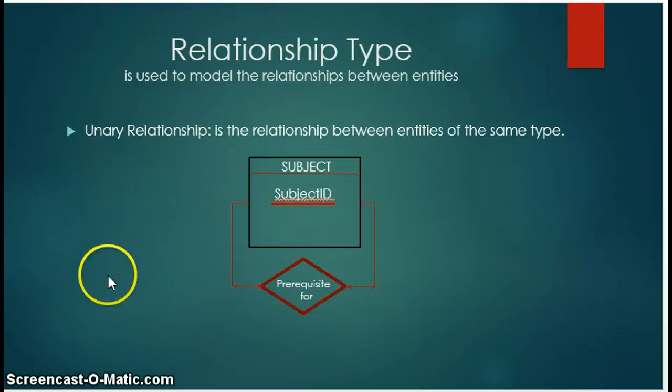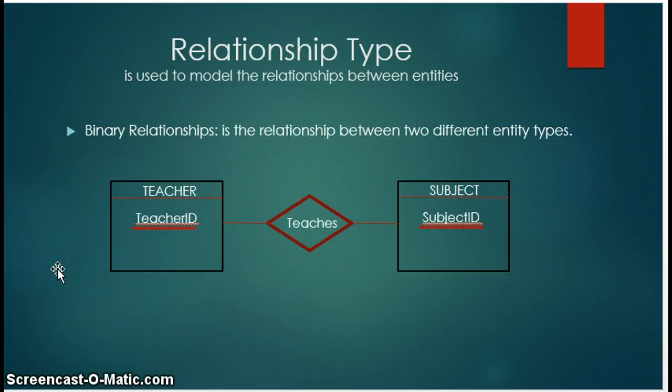So we have the unary relationship, which is the relationship between entities of the same type. Here we have subject and the subject ID, which the relationship goes prerequisite for and goes back. So this is a loop relationship that we have. Many subjects are prerequisites of one another. So the loop just keeps going like this. And they're the same type since you see they're type subject.